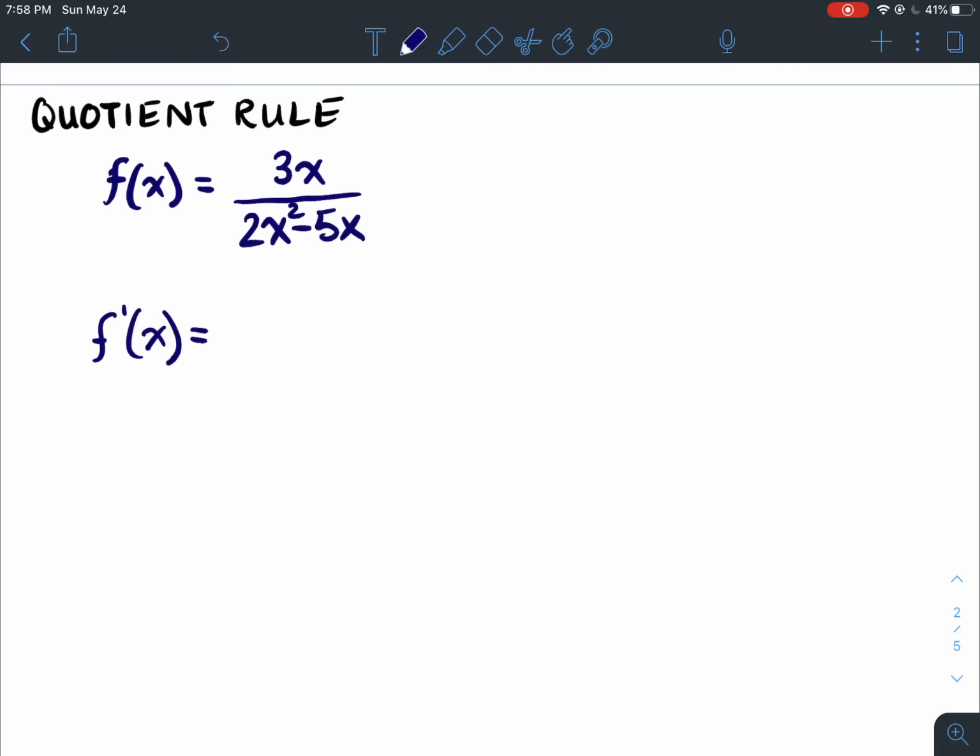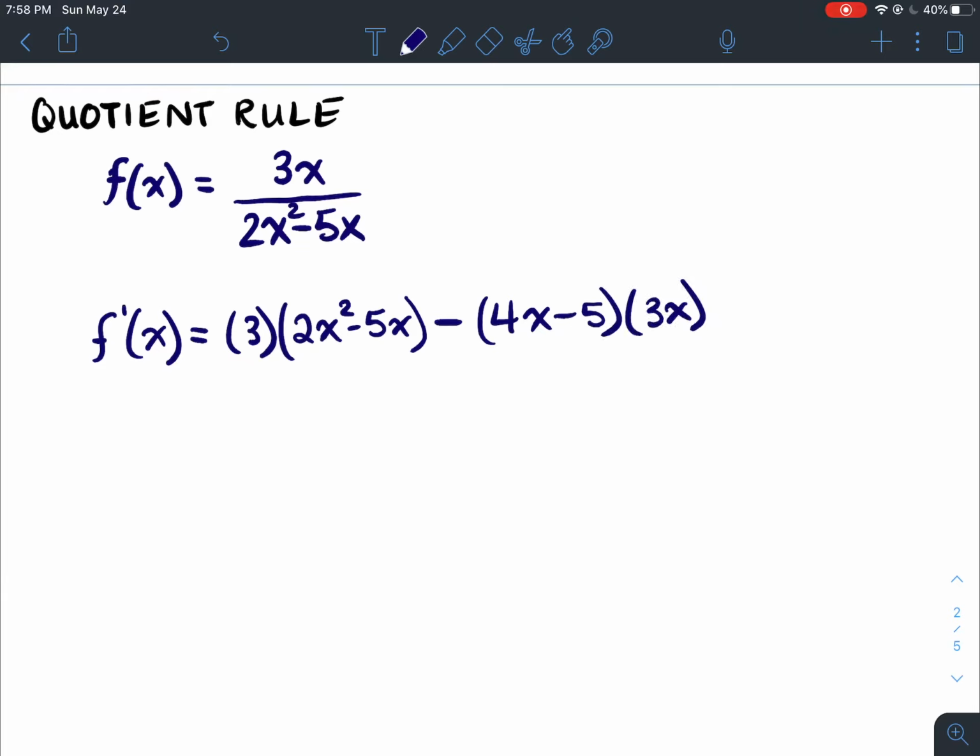Quotient rule says you take the derivative of the numerator, which is 3, and then just multiply it by the denominator. Now you subtract, take the derivative of the denominator, which would be 4x minus 5, and multiply it by the numerator. So it's almost the same as the product rule, but with a subtraction sign in between. And then the whole thing gets divided by the denominator squared. I don't know why I did a square bracket and a round bracket. There we go. And then I would just make it look a little nicer.